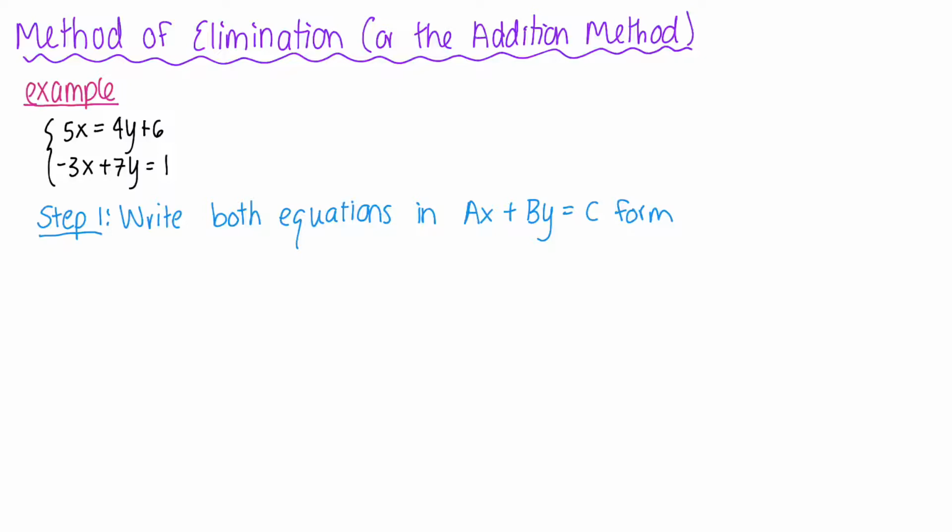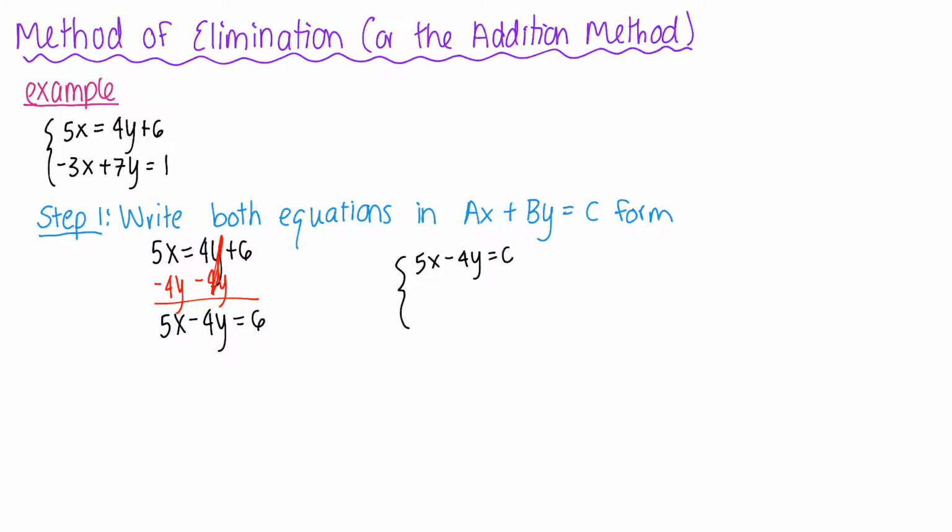So what we'll start by doing is writing each equation in the ax plus by equals c form. The bottom equation is fine. That's already done. It's just this guy up here that we need to mess around with. So 5x equals 4y plus 6. We want to get the y on the other side, so we will subtract 4y on both sides. And we get 5x minus 4y is equal to 6. So our new system is 5x minus 4y equals 6, and -3x plus 7y equals 1.